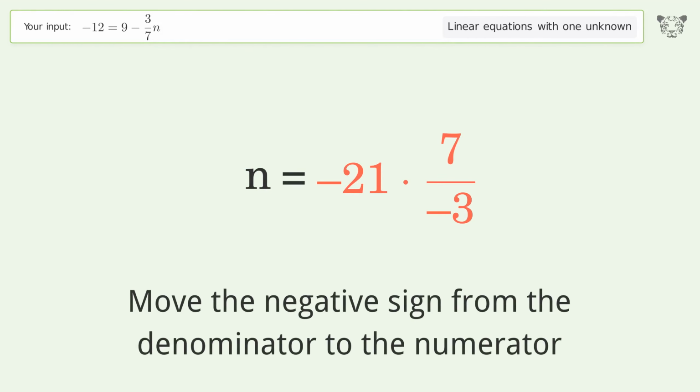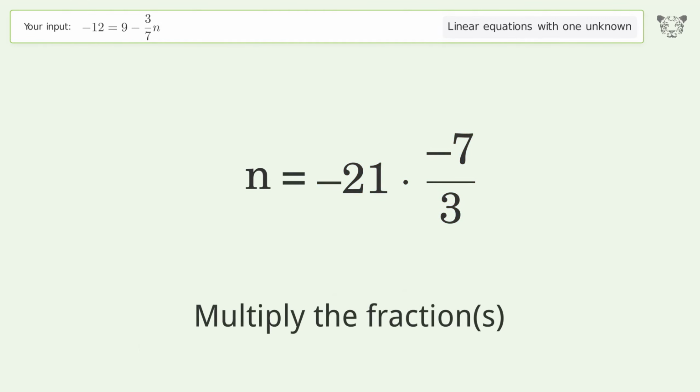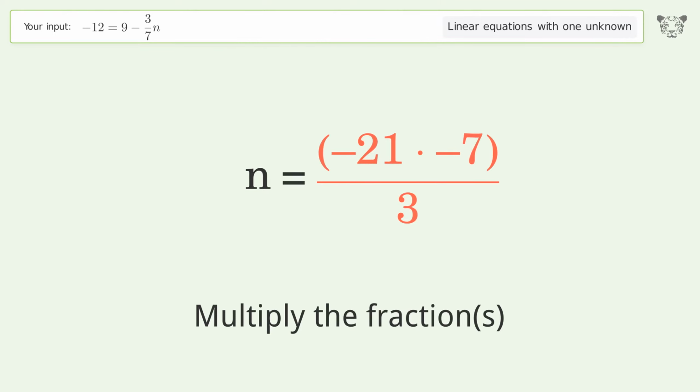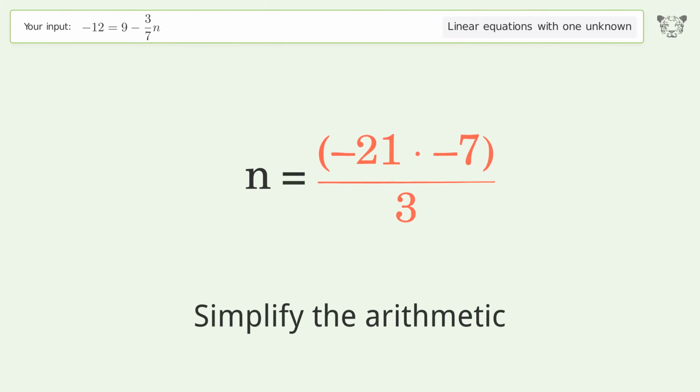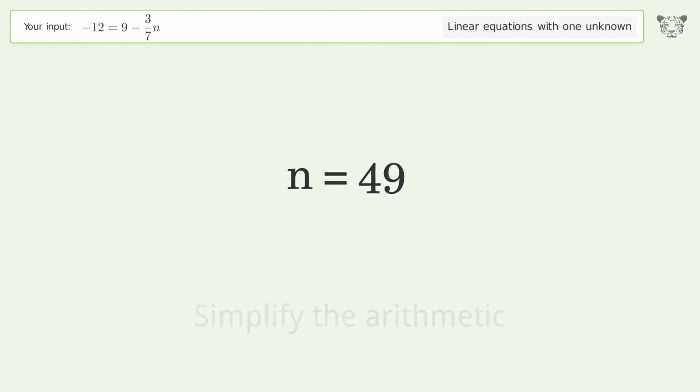Move the negative sign from the denominator to the numerator. Multiply the fractions. Simplify the arithmetic. And so the final result is n equals 49.